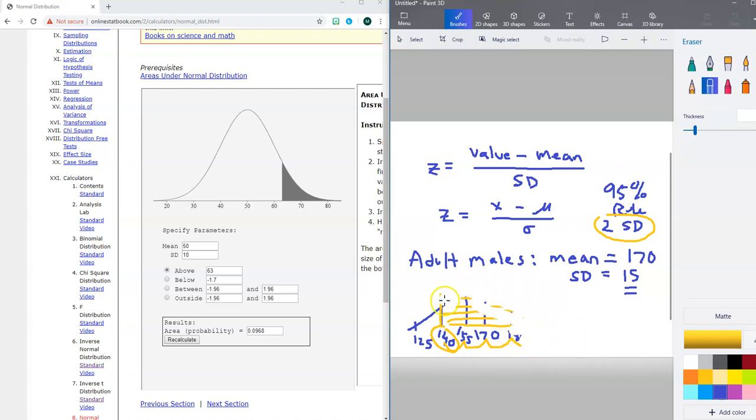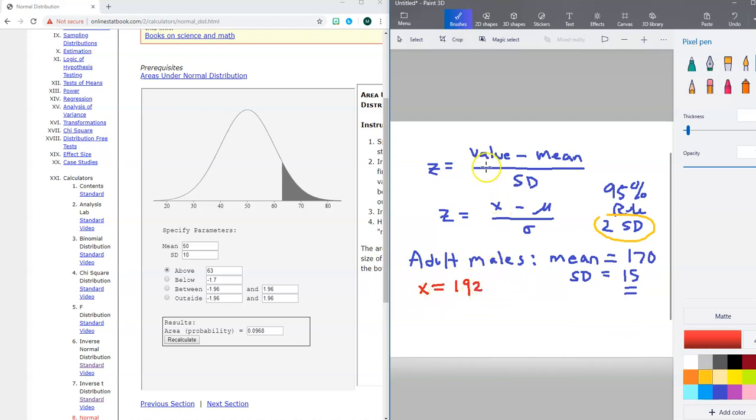All right, so suppose I happen to get a weight of an adult male of, say, 192. Just imagine an individual adult male who weighs 192. Well, what that means then is my X is going to be 192 because the X stands for the individual value. So to use the z-score formula, I would do z equals 192 minus the mean of 170 divided by the standard deviation of 15.